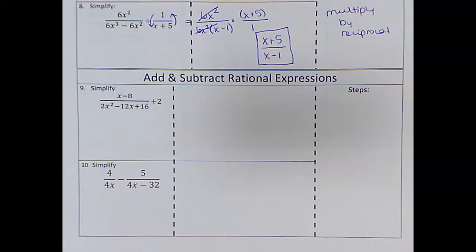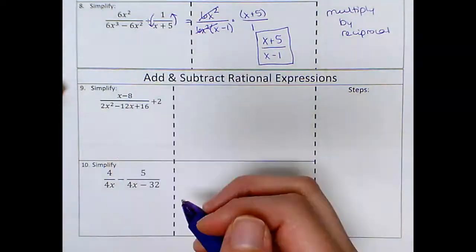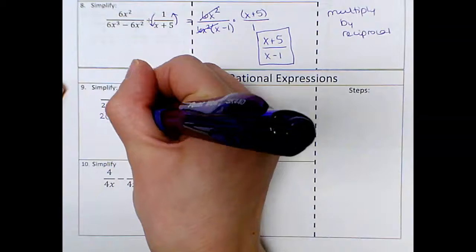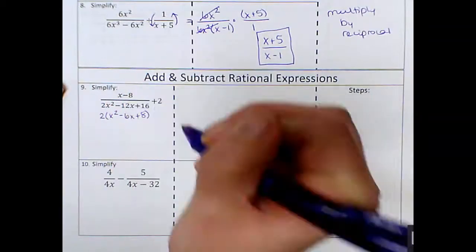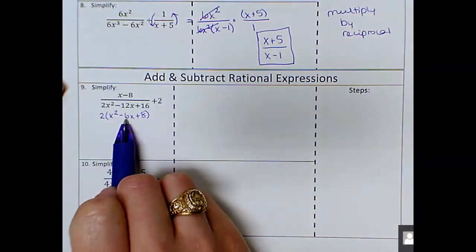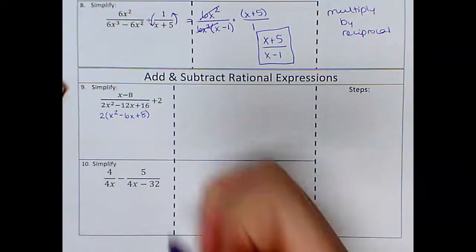Number 9, add and subtract rational expressions. You want to make sure you get a common denominator here. So when I factor, I'll take out a GCF of 2. And then the magic numbers that multiply to be 8 and add to be negative 6 are negative 4 and negative 2.